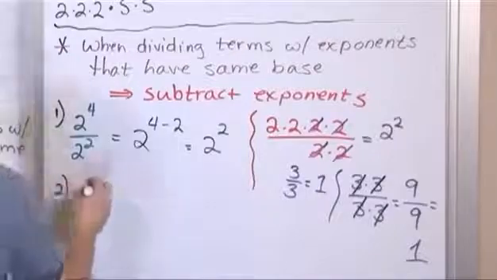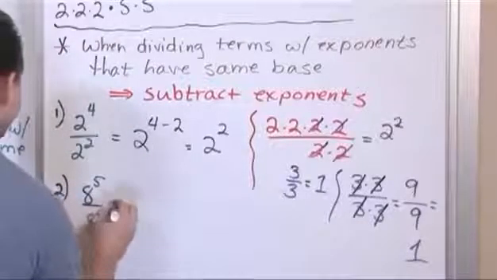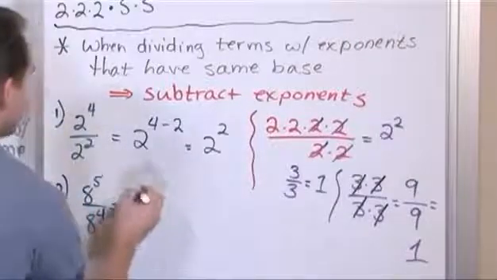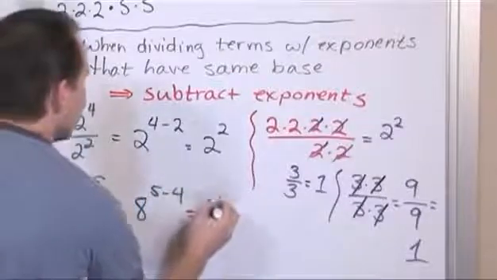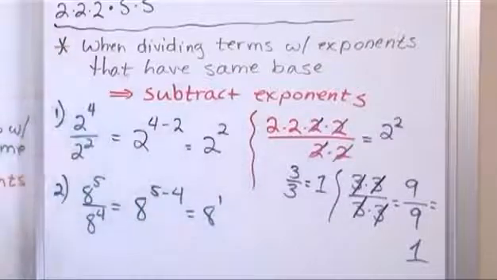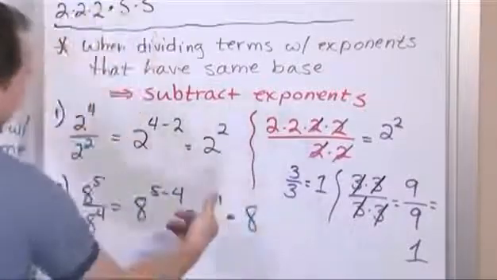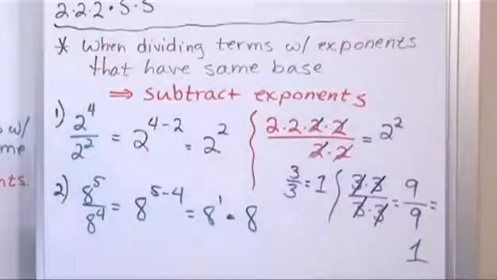Let's say we have 8 raised to the power of 5 divided by 8 raised to the power of 4. So here we have the bases are the same, so all I do is subtract the exponents, 5 minus 4. So I'm going to have 8 raised to the power of 1. And you know 8 raised to the power of 1 is just simply 8 because it's multiplied by itself just one time, so that's the only thing there.